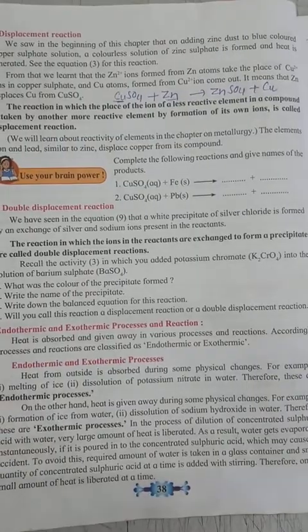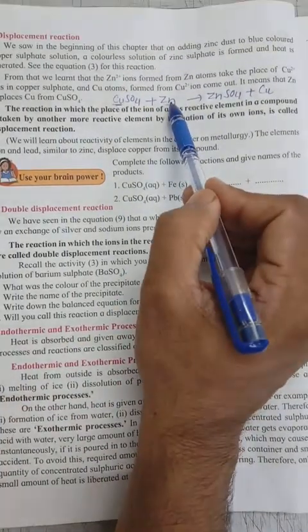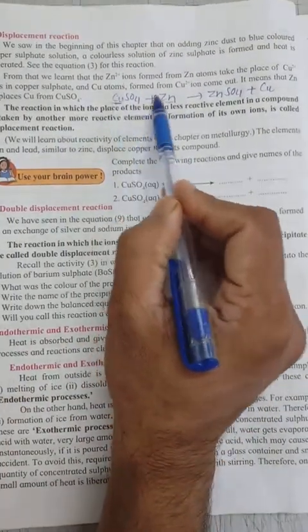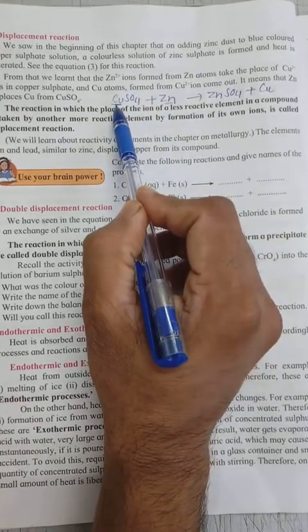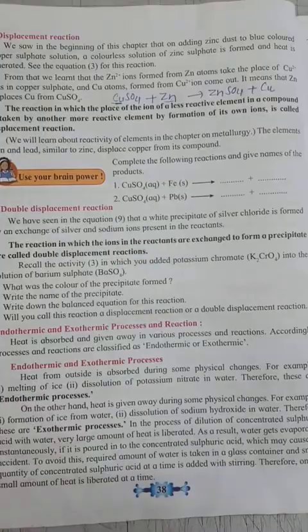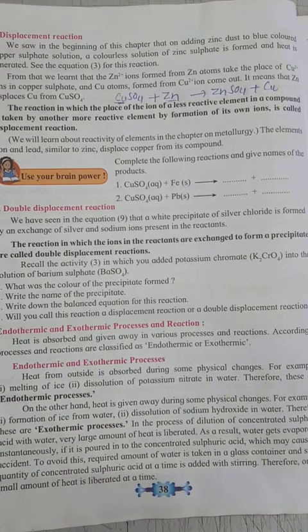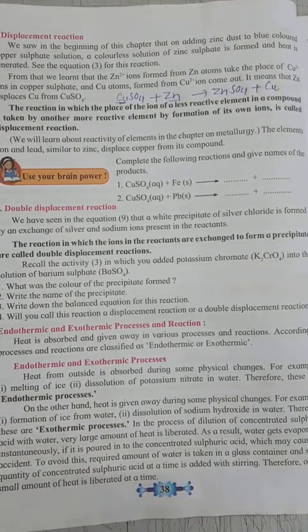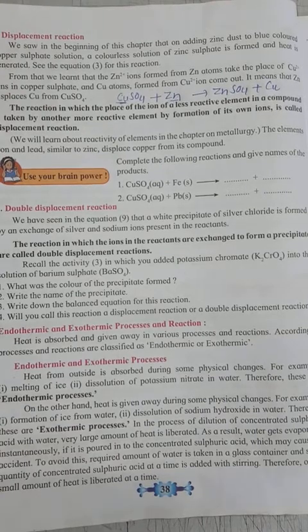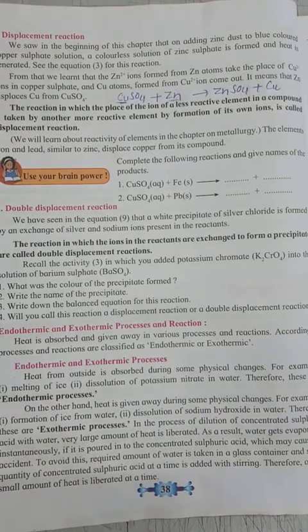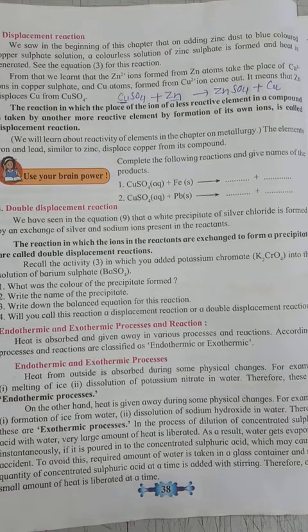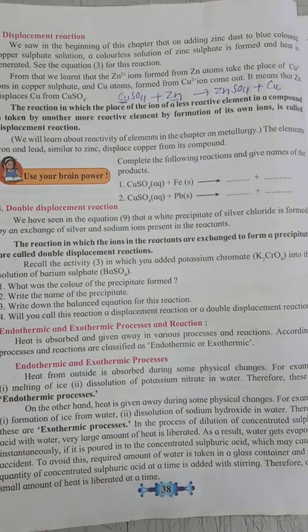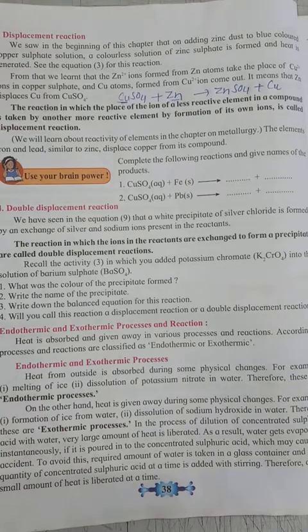In the reaction, you know that zinc is more reactive than copper. Therefore, zinc displaces the copper from the reaction and a new product is formed: zinc sulfate, and copper is removed from the copper sulfate. The reaction in which the place of the ion of a less reactive element in a compound is taken by another more reactive element by the formation of its own ions is called a displacement reaction.